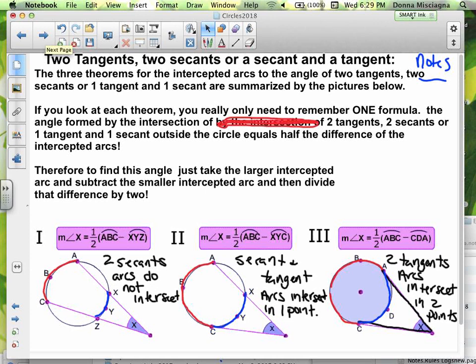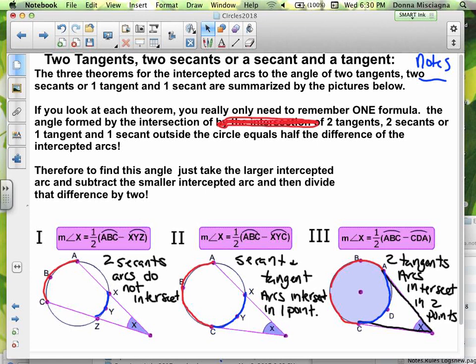The difference is going to be, in case number 1 with the two secants where they don't intersect, we're going to have to be given enough information to find either the two arcs or enough information to find those two arcs, right? If we're looking for the angle measure. If we're looking for one of the arcs and we already know the angle, then we'll solve for one of the arcs. But between those two arcs and the angle, we have to know 2 out of 3 pieces of information.